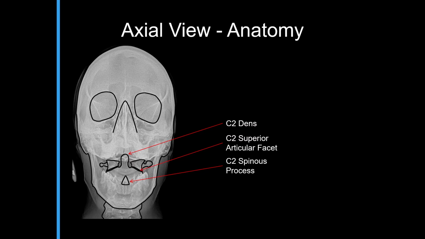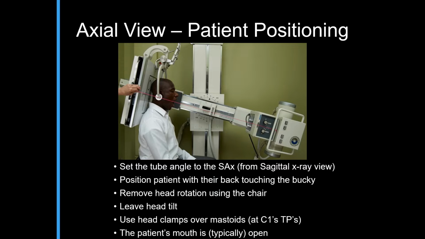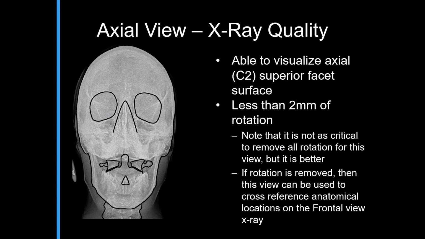As far as the anatomy, it's pretty simple. That's what we're looking at. And patient positioning, again, it's right here. So we're setting the tube angle to the SAX. The patient position is with their back touching the bucky. Remove the head rotation using the chair, but you are going to leave the head tilt. And again, we're using the head clamps on the mastoids, and the mouth is typically open at this one.